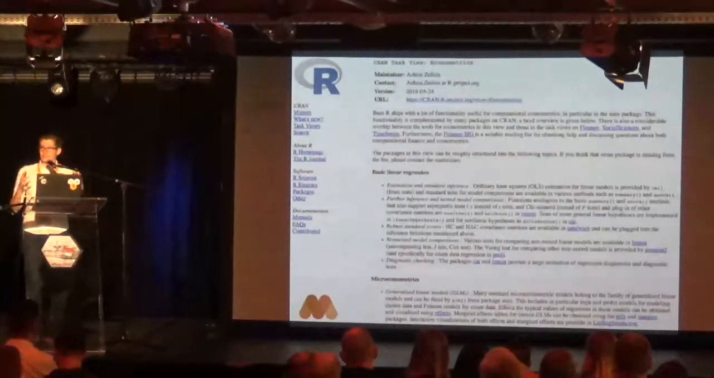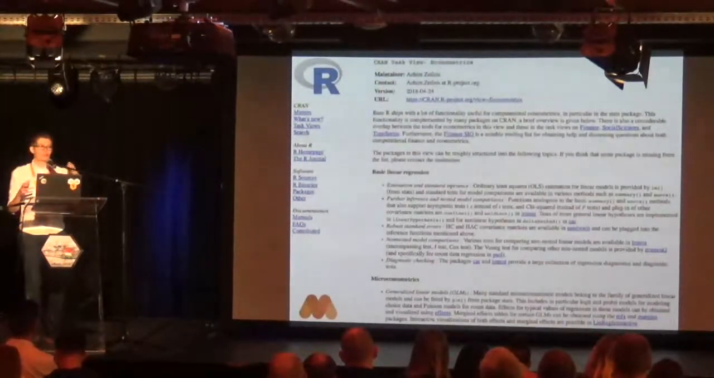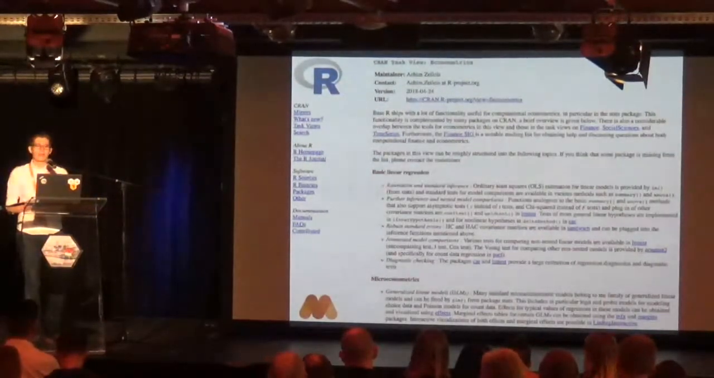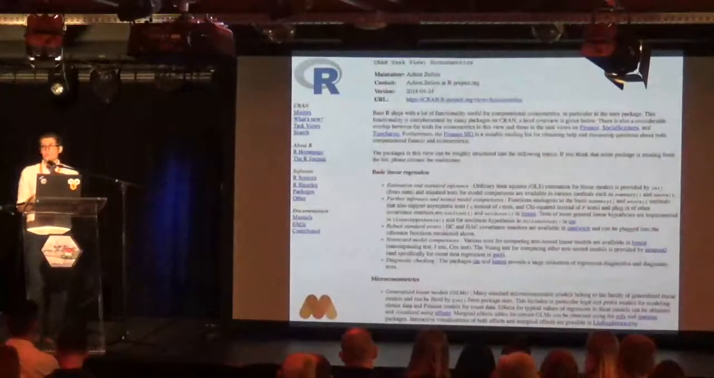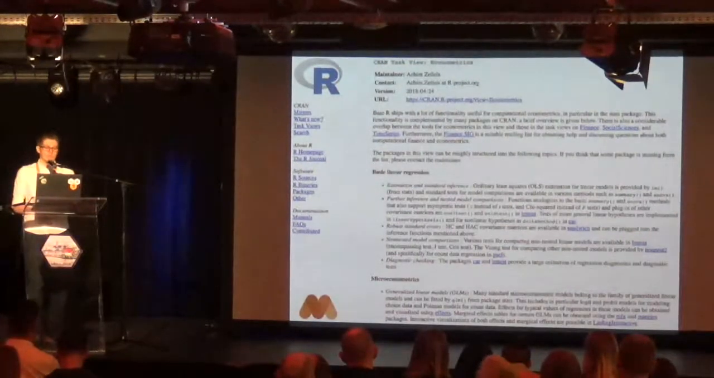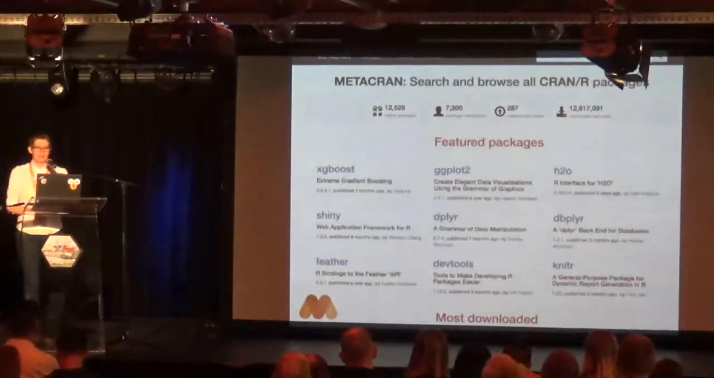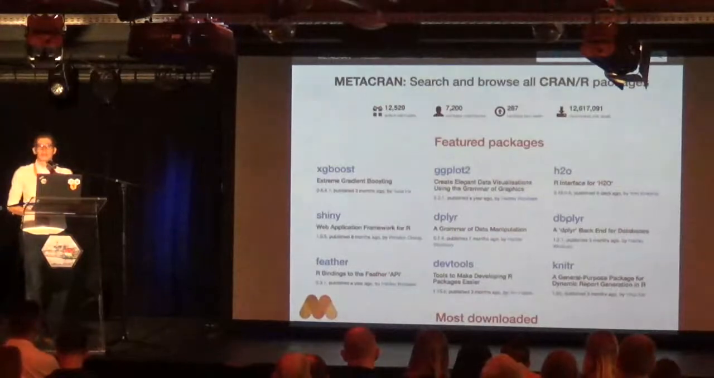Curated lists are hard to keep up to date, so if you spot something that you think should be on there or want to contribute in any other way, I think the best way is to email the maintainer of the task view. That should always be on the top with a name and an email address where you can contact that person. Another site is MetaCran, which aggregates information from CRAN and GitHub.